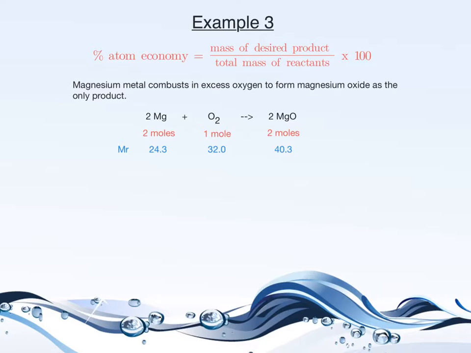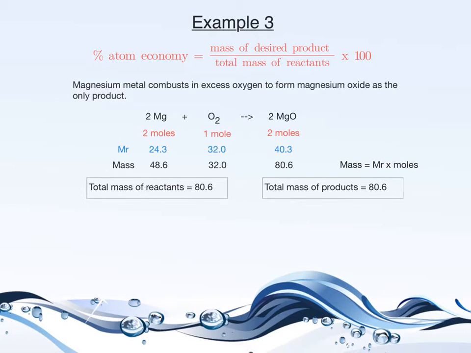Then calculate the MR or AR values, here in the case of magnesium. Using the MR and the number of moles, we can work out the mass of each reactant and the product, and then do the quick check: add up the total mass of reactants and the total mass of product. Finally, we can use our equation to work out the atom economy for the magnesium oxide: mass of the desired product over total mass of reactants times 100. In this case, there is only one product, therefore the total mass of the desired product over the total mass of reactants is 80.6 divided by 80.6, which therefore is 100% atom economy.